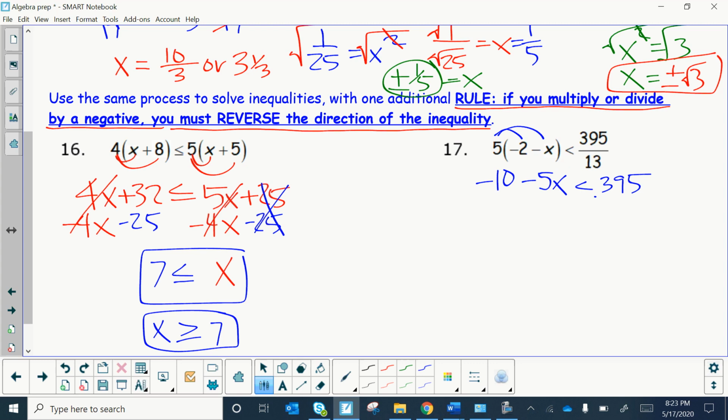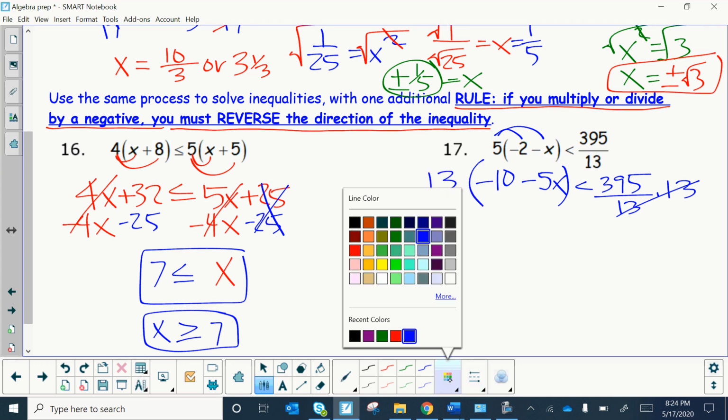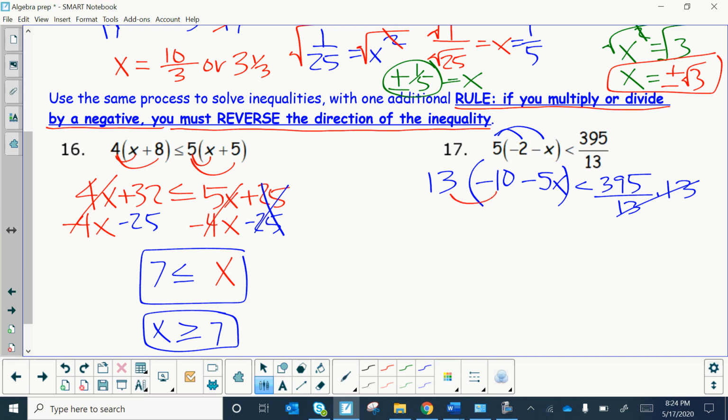So I'm going to distribute that 5, so negative 10 minus 5x is less than 395 over 13, okay? So when I multiply by 13, that'll get rid of that fraction, but whatever you do to one side, you have to do to the other. So I have to multiply this other side by 13. So let's go ahead and distribute now that 13. I have to distribute here because I have this parentheses over here. So that'll be negative 130 minus, what's 13 times 5? 65x is less than 395.